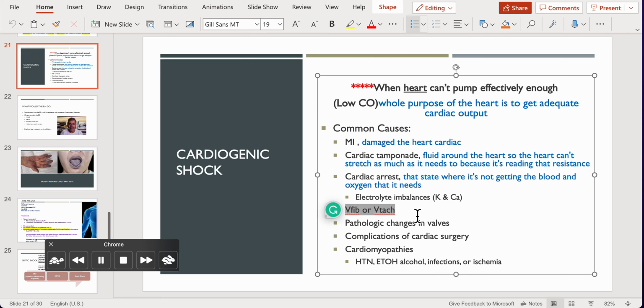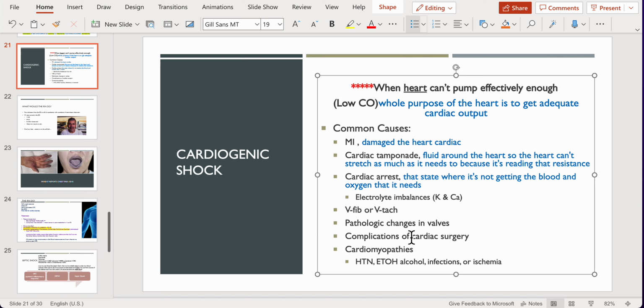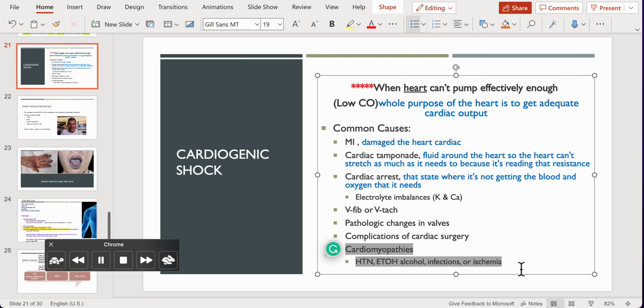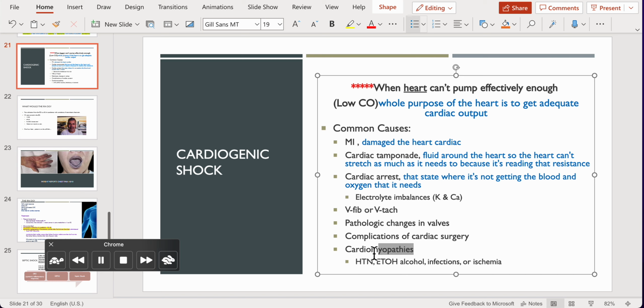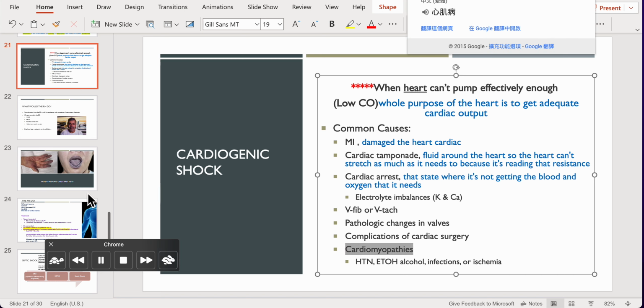Electrolyte imbalances, V-fib or V-tach. Pathologic changes in valves. Complications of cardiac surgery. Cardiomyopathies, HTN, ETOH, alcohol, infections, or ischemia.